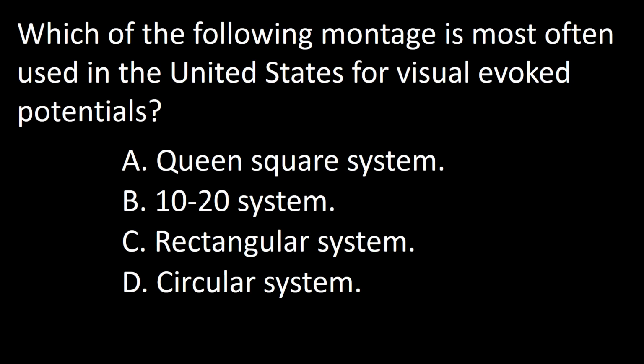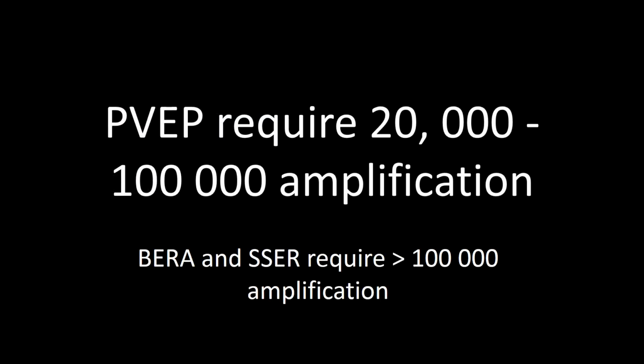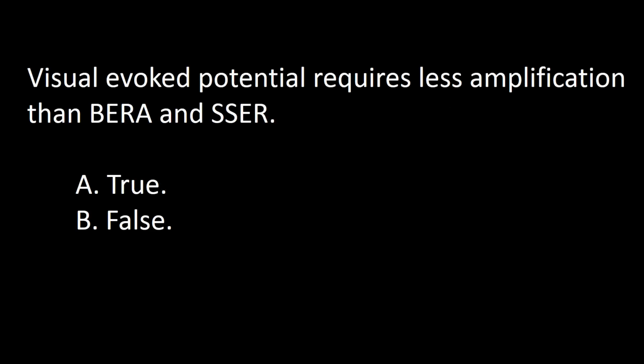So the answer to this question is A. Next question. Visual evoked potentials require less amplification than brain auditory evoked responses and somatosensory evoked responses. A. True, B. False. VEP requires 20,000 to 100,000 amplification. Brain auditory evoked responses and somatosensory evoked responses require much more. Remember that we can see photic responses to light in the regular EEG. So the answer to this question is A.